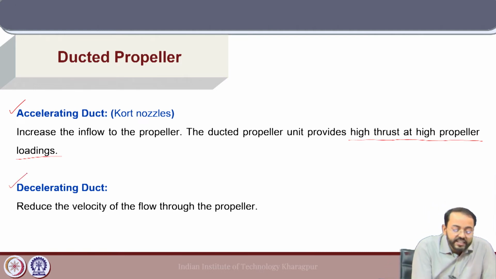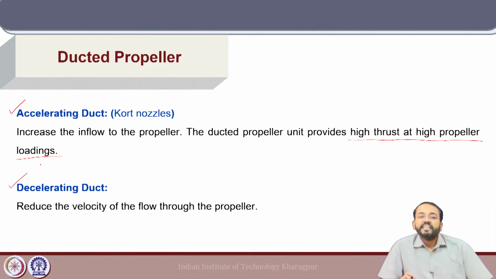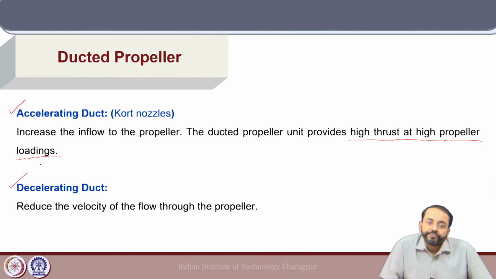On the other hand, we have another design concept called the decelerating duct, which reduces the velocity of flow into the propeller. These are specifically used for vessels where cavitation is a problem, and to mitigate the cavitation effects, the velocity into the propeller can be reduced using a decelerating duct. So, when we refer to ducted propellers in general, the usual reference is to accelerating ducts, which produce high thrust at high propeller loading conditions.